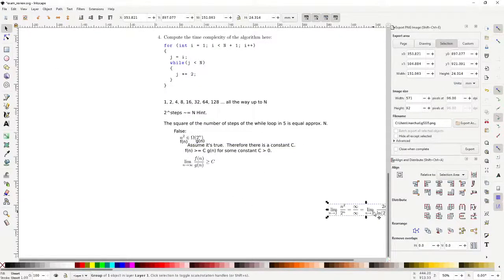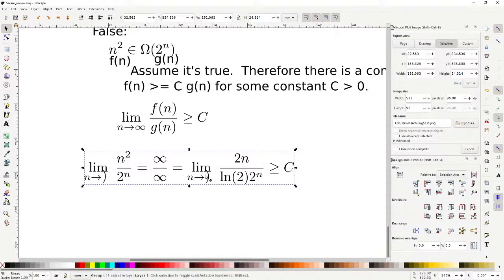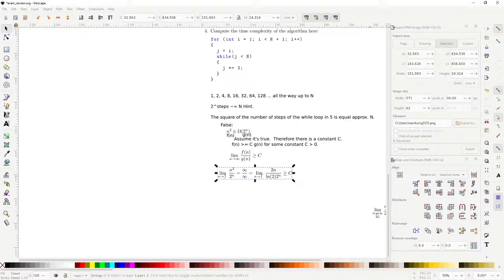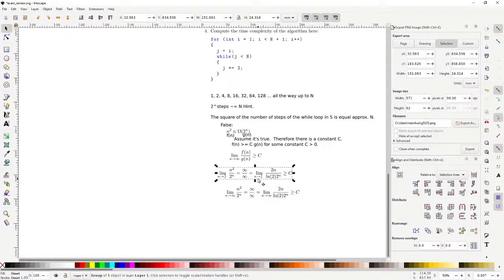Unfortunately, it looks like infinities have changed into end parentheses for some reason. But let's just re-render it and hope that it fixes itself. Looks like that's fixed at least.